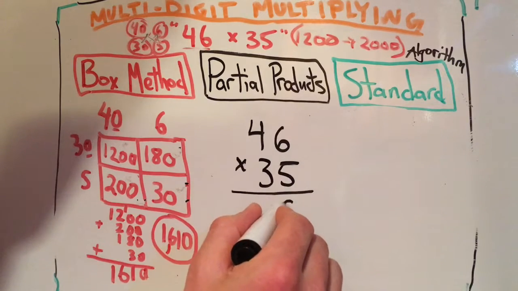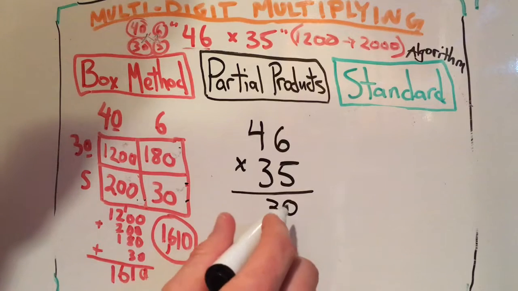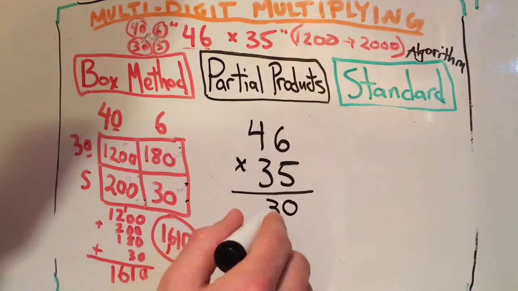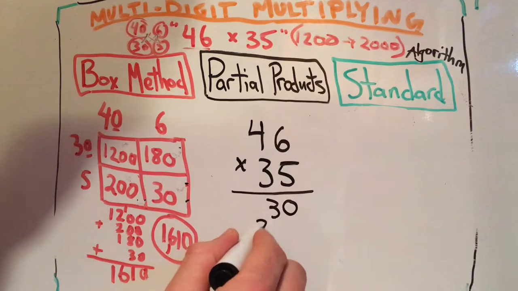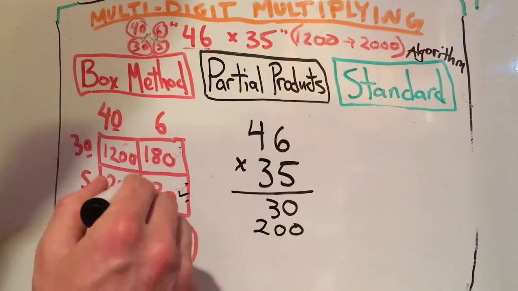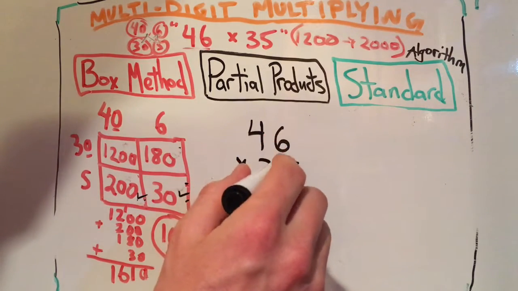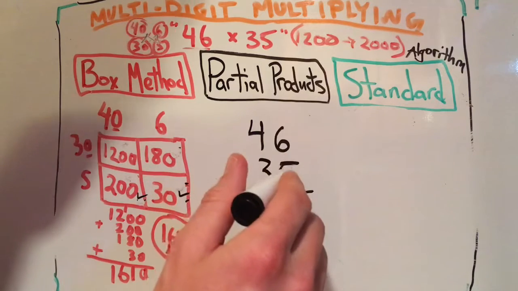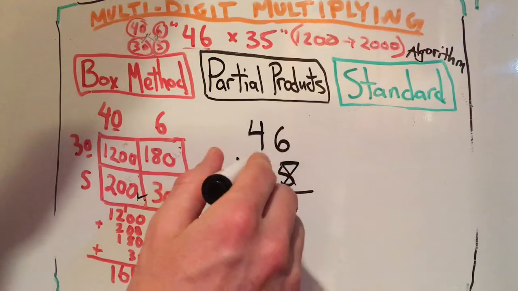When we get 6 times 5, get 30, we're going to write it on its own row. 40 times 5 is 20, plus an extra 0. That gets its own row. Hey, look, we just did the same work as in the box method. We've now done everything we need to do with that 5. Now we're going to deal with the 30.